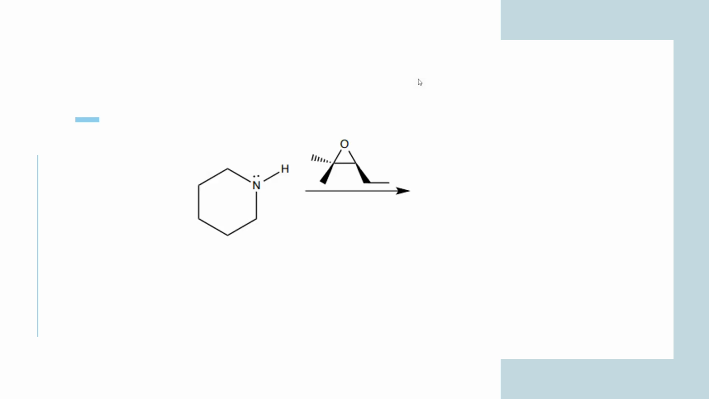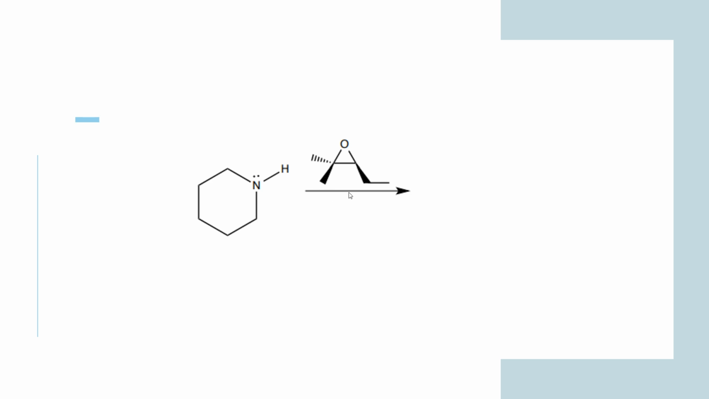So moving to the next question, here you are simply given this piperidine moiety, and we are treating it with this substituted epoxide. Both sides of the epoxide are substituted this time, but one side is di-substituted and the other side is mono-substituted with an ethyl substituent. So what kind of mechanism will it follow this time?